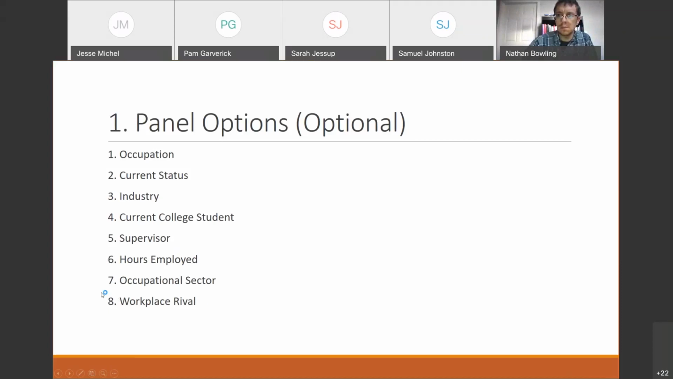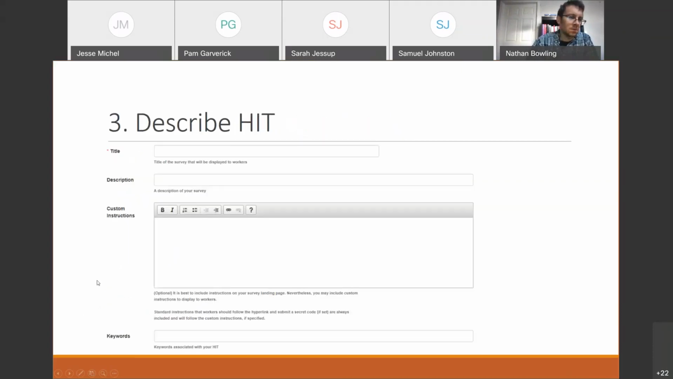And then the most interesting one, I've never used this, but I might in the future, is if you have a workplace rival, which is really interesting. It could be interesting for CWB research. So they pre-screen people, and they have this data on these different organizational characteristics. And then this is just a screenshot from Cloud Research. And as you can see, this is identical to Mturk. They're basically just making money off of making Mturk easier.